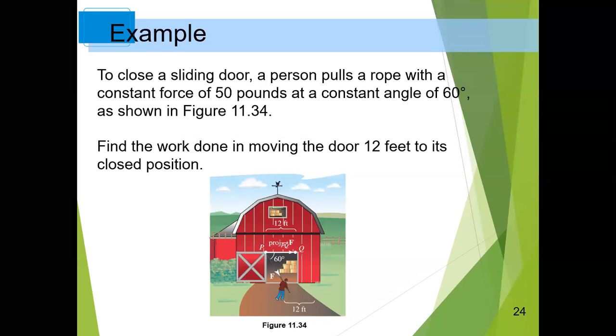So here's an example that we'll close with. To close a sliding door, a person pulls a rope. Here they are pulling this rope. See this force vector right here? A person pulls a rope with a constant force of 50 pounds at a constant angle of 60 degrees, as shown in figure 11.34. Find the work done in closing the door 12 feet to its closed position.